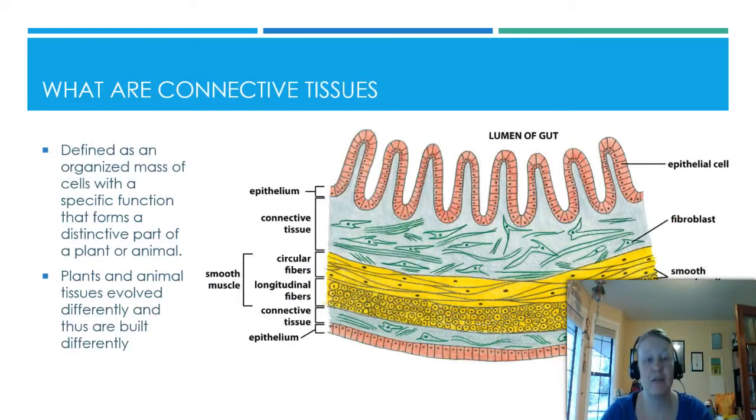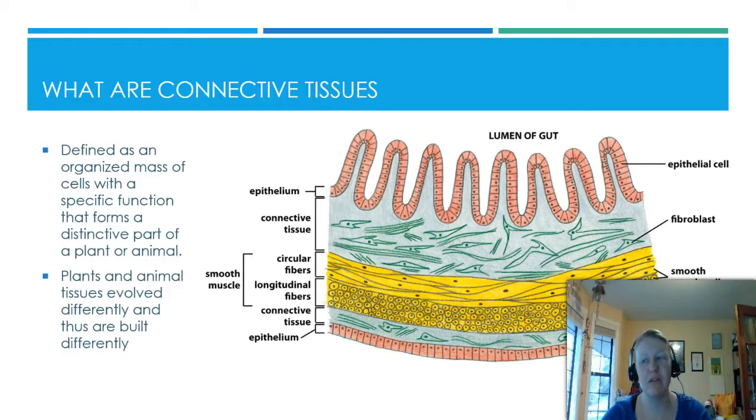So what is a connective tissue? A connective tissue is defined as an organized mass of cells with a specific function. So this can be anything within the body as long as it has a specific function. So your skin, your gut, etc. You can see here how there's a bunch of connective tissues and how all these cells have come together to form different structures to perform different functions. And that's what's important about this, is tissues are very specific to what they're supposed to be doing.